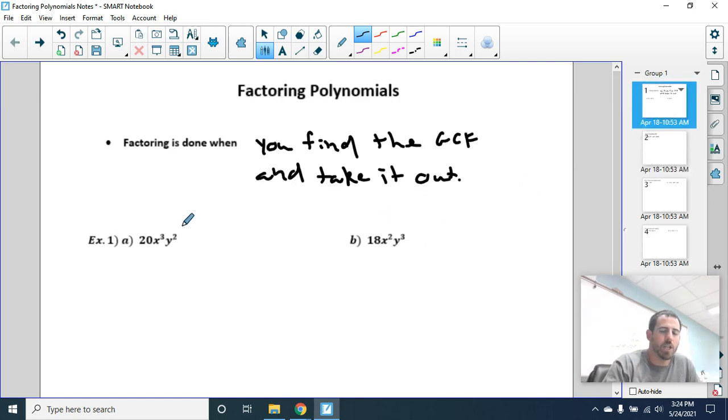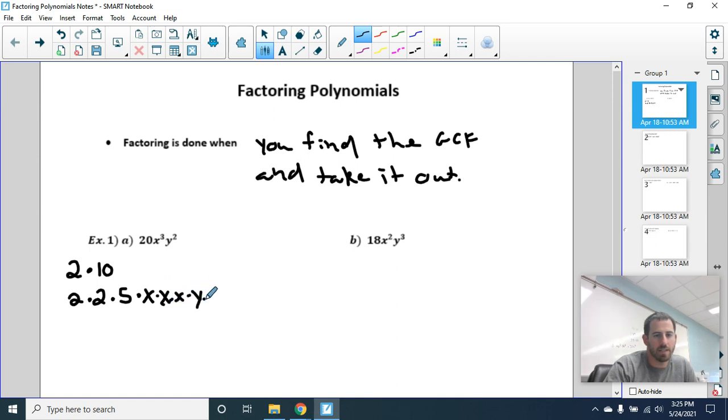Looking at A, we want to break down each of these terms. So we have 20, x to the third, y to the second. Yes, it's one term, but we're going to break down each individual part. We break 20 down into multiplication: 2 times 10, and the 10 can be broken down into 2 times 5, and then x times x times x, and then y times y. That is completely factorized.